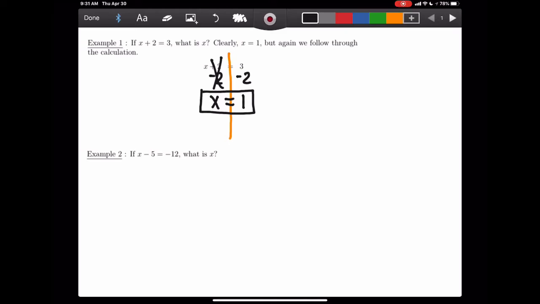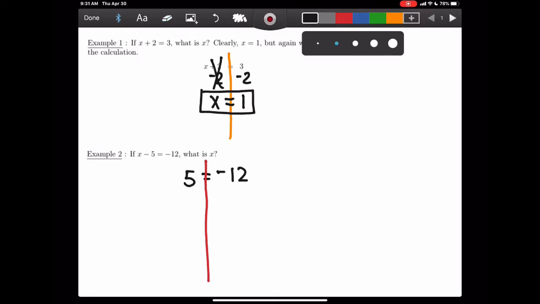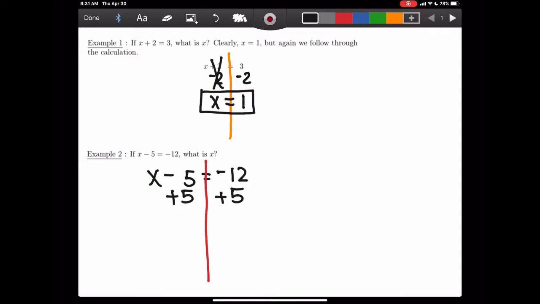Let's look at this next one. If x minus 5 equals a negative 12, what is x? Again, we're trying to isolate x. We're trying to get x over here by itself. So anything I do on one side of the equal sign, I have to do to the other side. To move this negative 5, what's the opposite of negative? Well, positive. So I'm going to plus 5. If I plus 5 on this side, I have to plus 5 on this side.